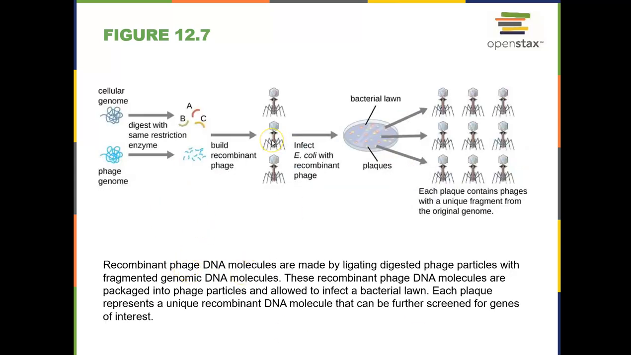You can also use a recombinant phage. We talked about this in the last lecture, but you take the genome and you digest it, and then you just build your recombinant phage, and then they're going to infect E. coli. And then each phage is going to have a unique fragment from the genome. So we call this a phage library.